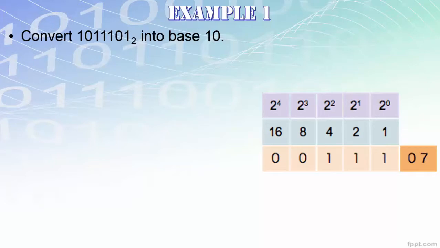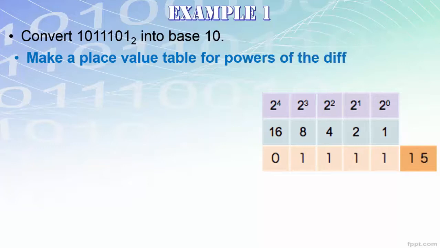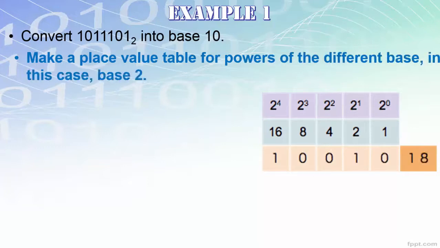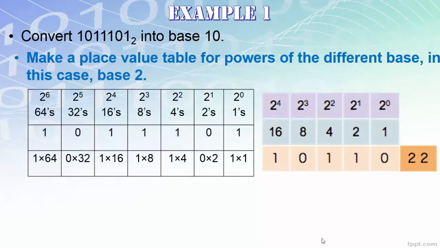Now let's review what we just did on the whiteboard. We make a place value system for the powers of the different bases. In this case, it's base 2. So here's our table. We start here, the 1's, 2 to the 0. The next place is 2 to the 1, 2 to the 2, 2 to the 3, 2 to the 4, 2 to the 5, and then finally 2 to the 6 represented here.